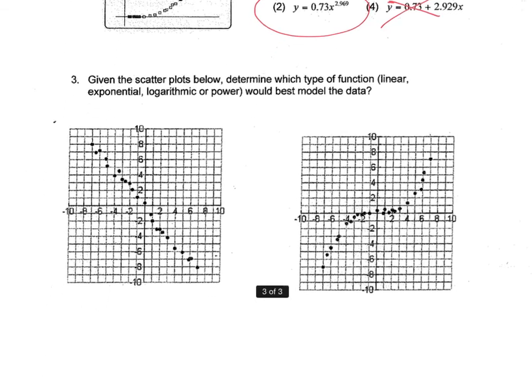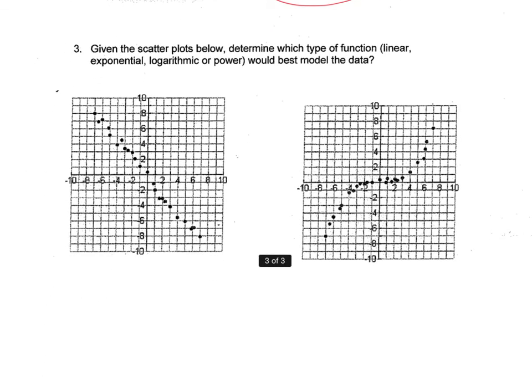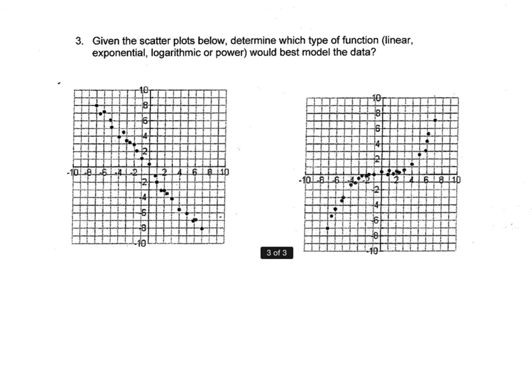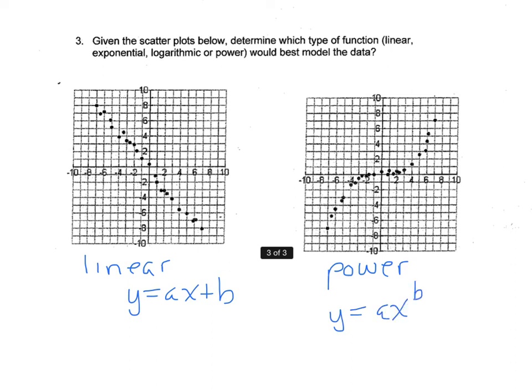All right, given the scatter plots below, determine which type of function, whether linear, exponential, log, or power, would best model the data. Well, the first one is very clear. It looks like it would be a linear, so let's write that down, which, if you remember, is y equals ax plus b. This one here, it looks like it stays in quadrant 1, but then goes to quadrant 3. So it looks really close to an exponential, but because it dips down, it's definitely going to be a power regression, which is y equals ax raised to the b.